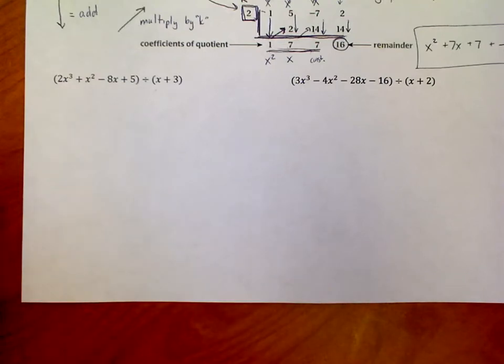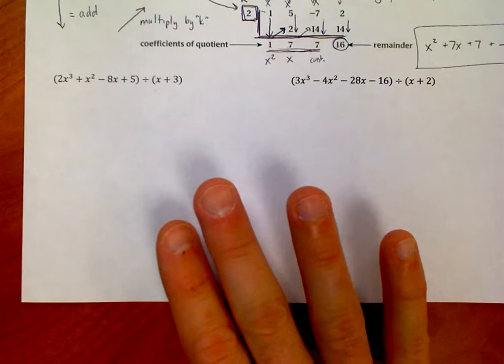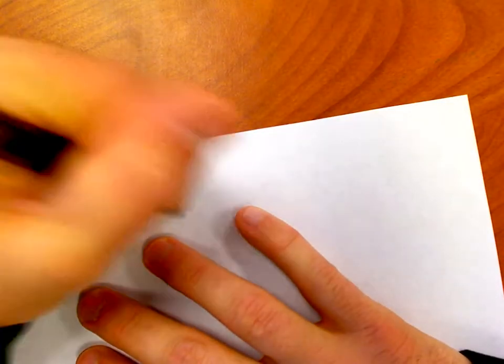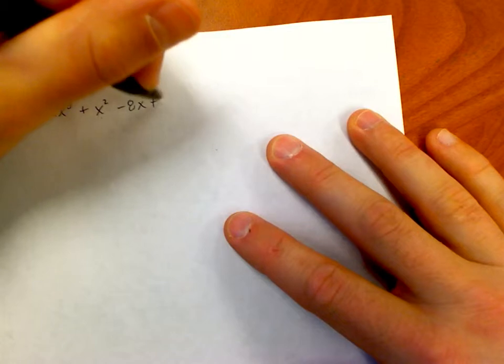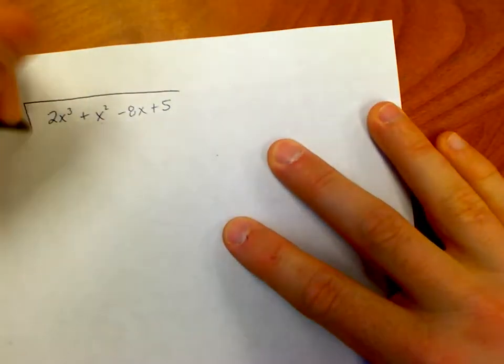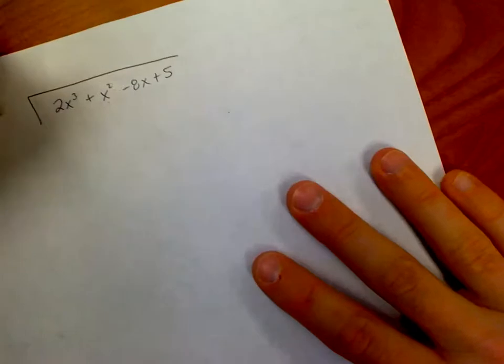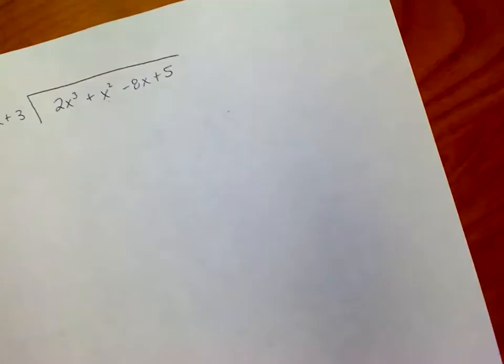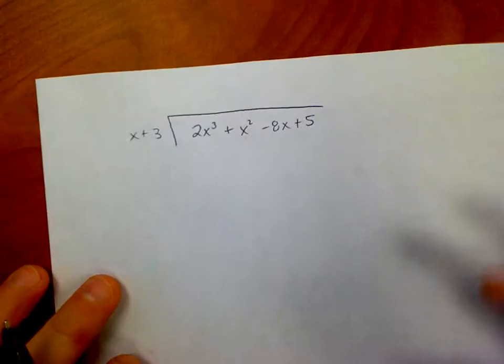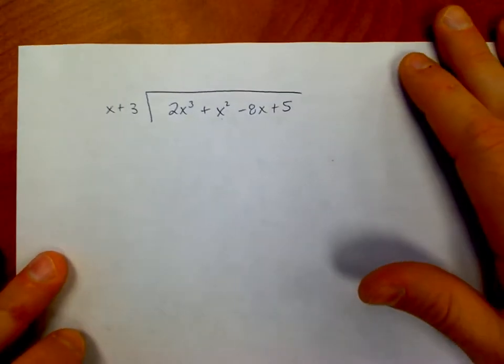All I really want to do on this is synthetic division, but it's going to be easier to understand if you compare the two. So I'm just going to flip over real quick. 2x cubed plus x squared minus 8x plus 5, and we're dividing by x plus 3. So just copy it down here. Should I have it right? Yes, I do.